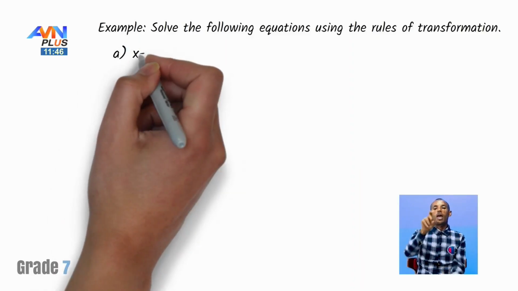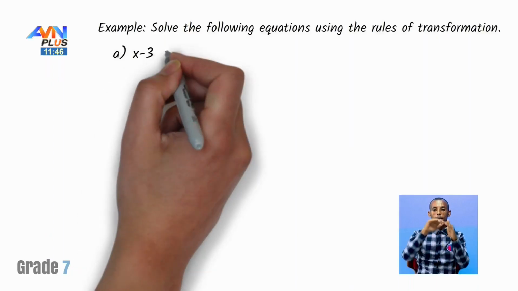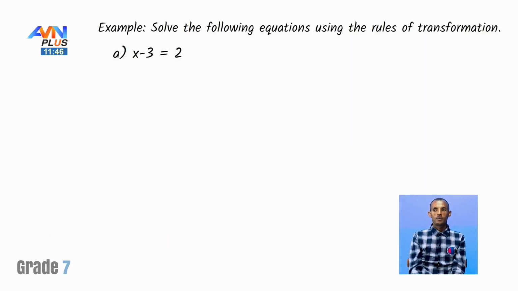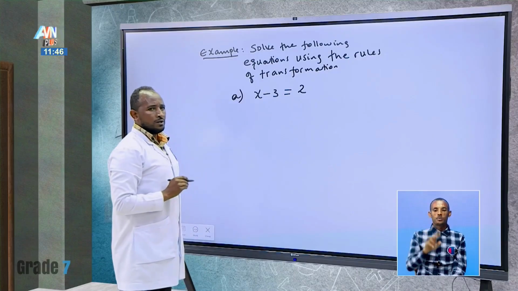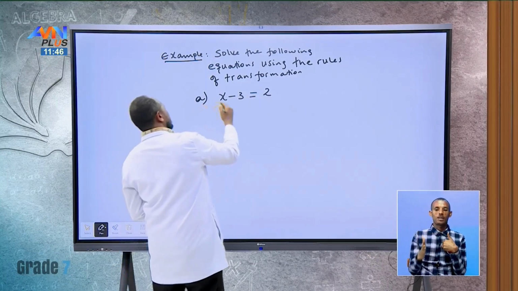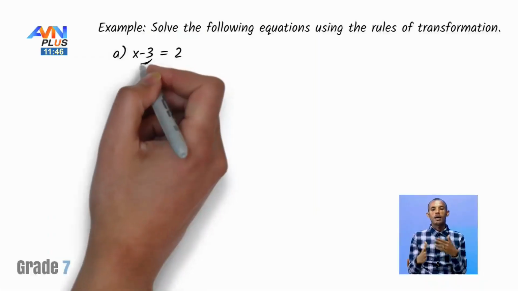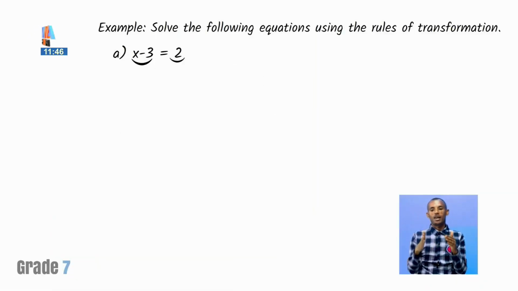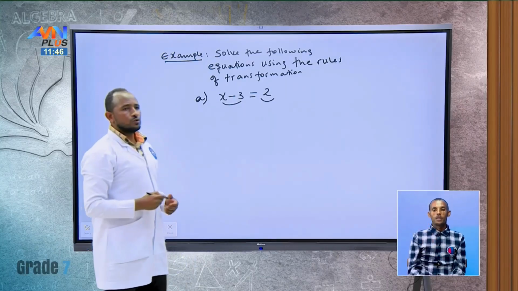x minus 3 is equal to 2. Here you have two sides. One side of the pan or the balance, this one, contains x minus 3. The other side contains 2. So how do you solve?